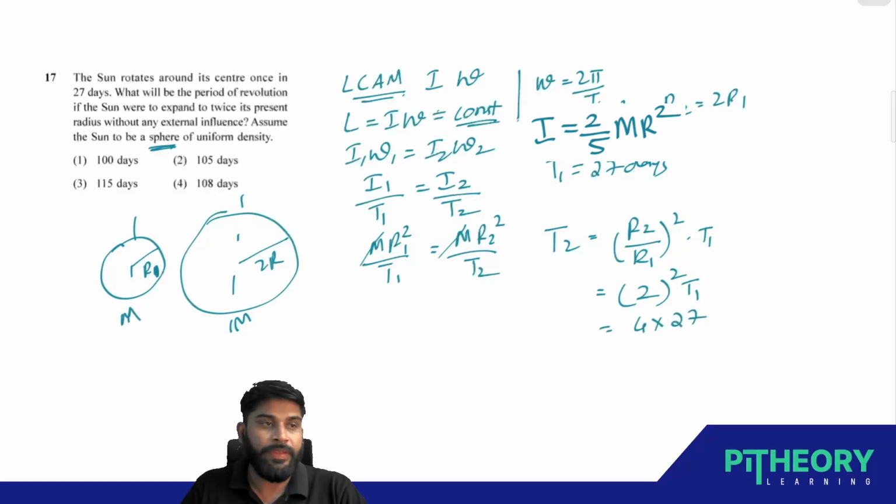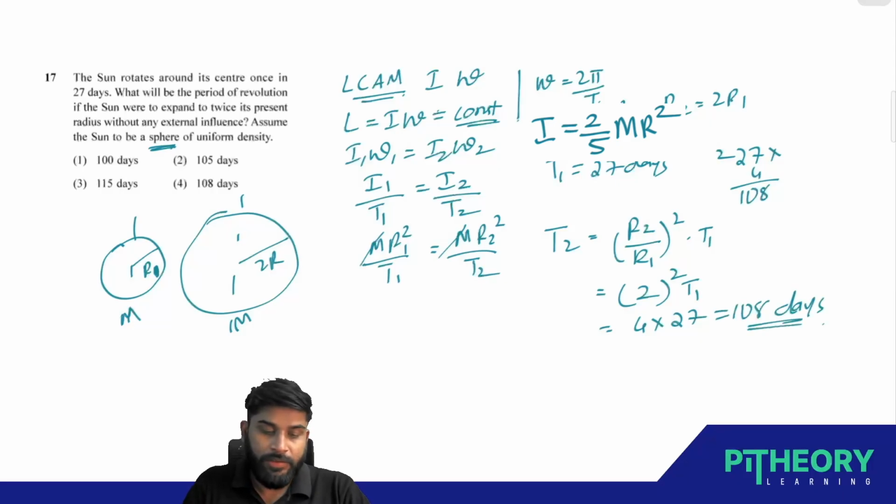T1 is 27, so you'll be getting 27 into 4. 4 sevens are 28, 2 carry 8, 10, so 108. You'll be getting 108 days. That will be the answer. So option 4 will be the answer for this.